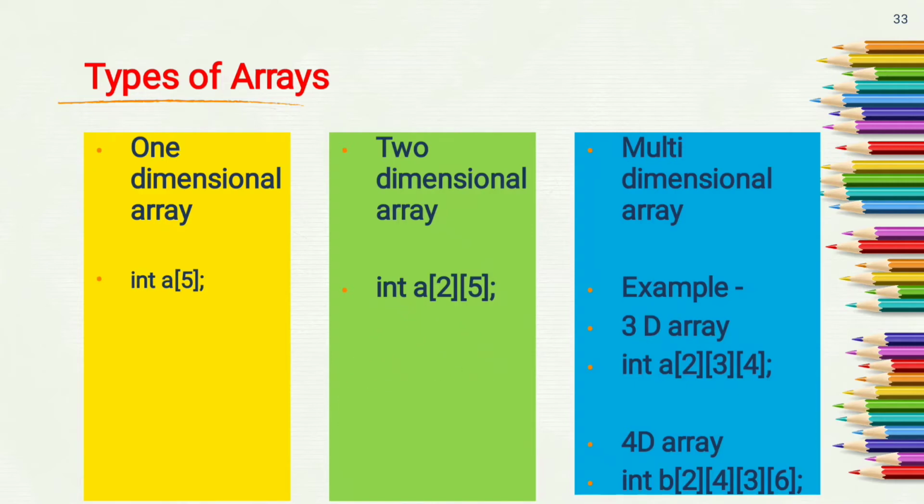We can also say that a two dimensional array is a multi-dimensional array. When the dimension is 2 or more, that array is called a multi-dimensional array. So 2 dimensional is also a multi-dimensional array, 3 dimensional array is also called a multi-dimensional array, and 4 dimensional array is also called a multi-dimensional array. Similarly, you can create any number of dimensions in an array. Here you can see that in a 3 dimensional array I have specified 3 values in 3 square brackets, and in a 4 dimensional array I specified 4 values in 4 square brackets.